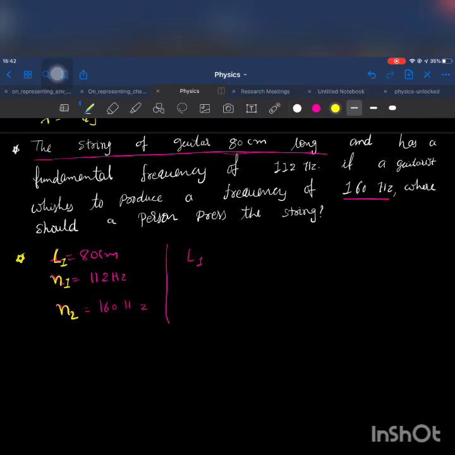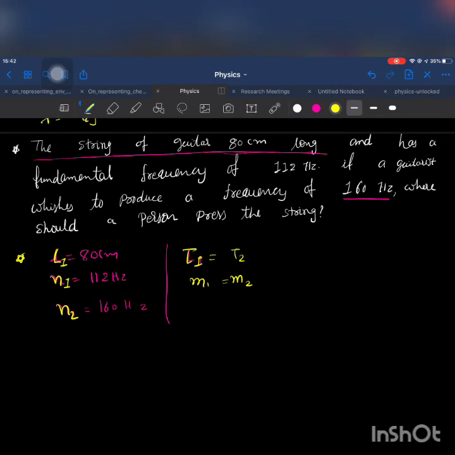Now if the guitarist wishes to produce the same frequency, where should the person press? Okay. Now it is the same situation. So what does it mean? Tension should be the same thing. T1 is equal to T2 and mass 1 is equal to mass 2. This is actually an example of the sonometer. Okay. So this is the case.